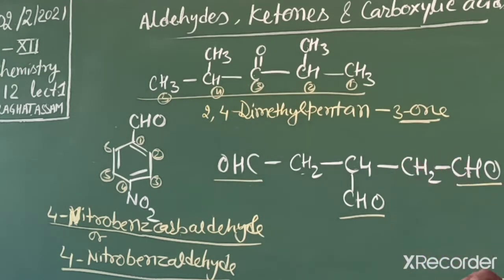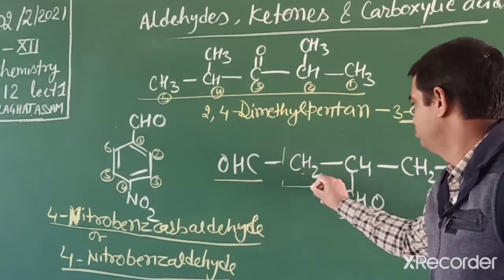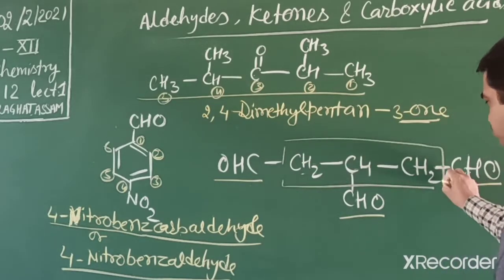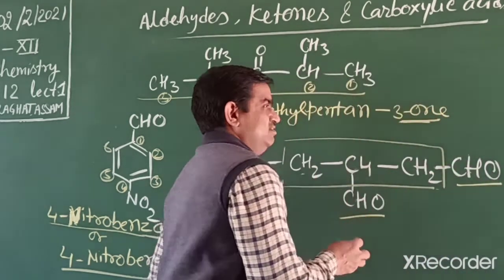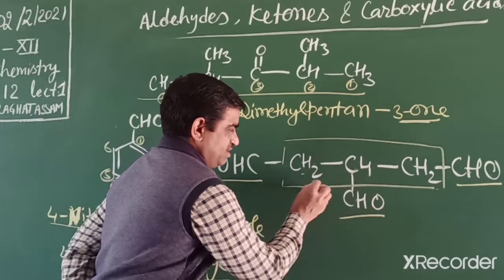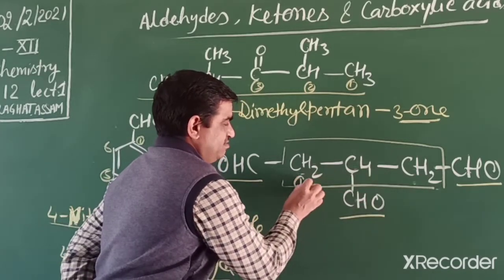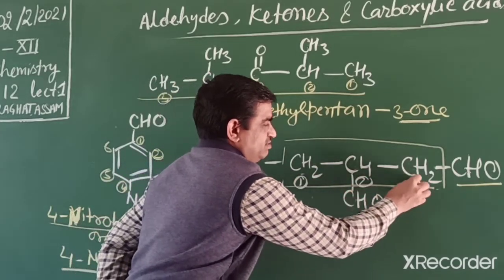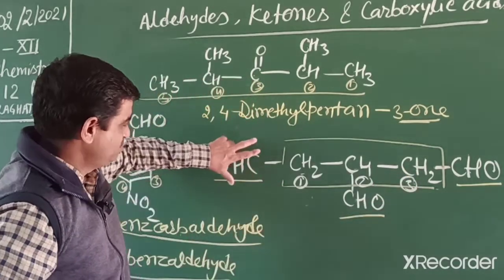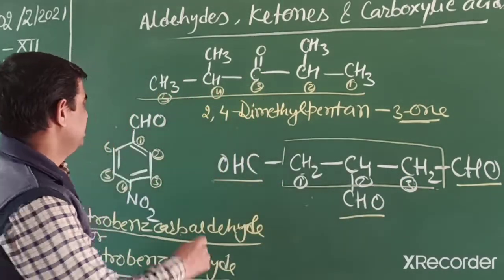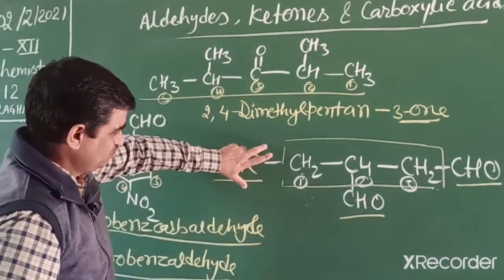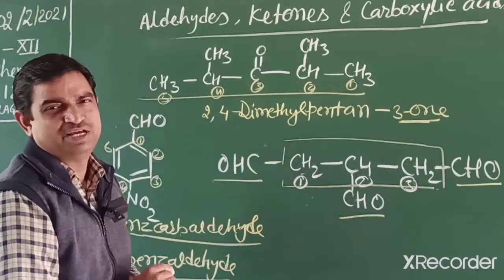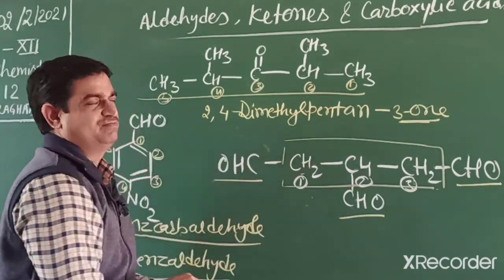So in such compounds we ignore all the functional groups and numbering starts from the next carbon, because this is a special case and symmetrical. So we write numbering either this side or this side, 1, 2 and 3. And this CHO we write as carbaldehyde, because CHO is written as carbaldehyde. So this carbon we do not count in the main chain.